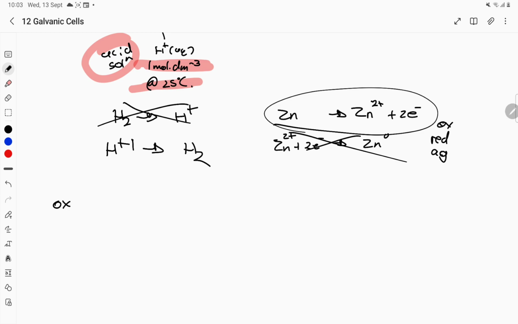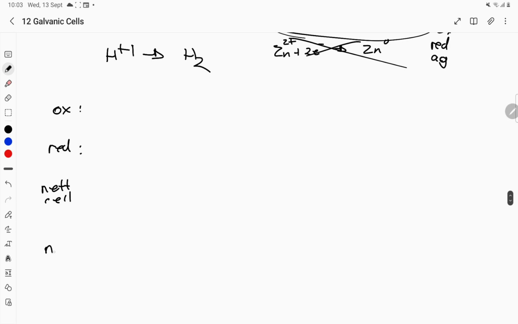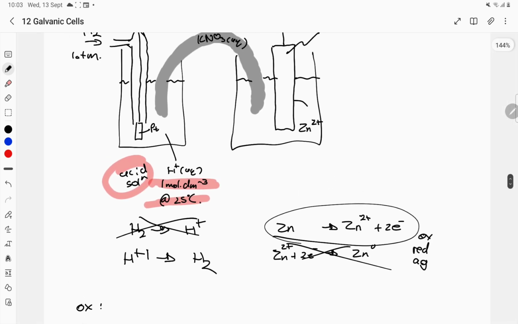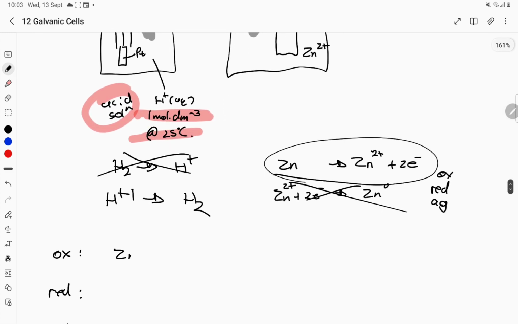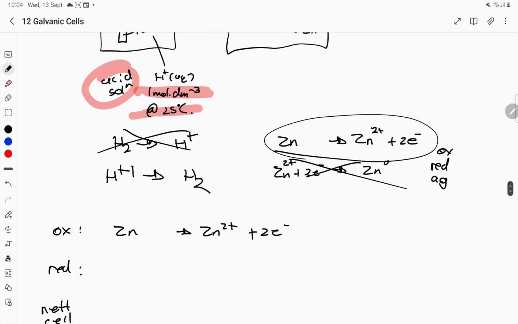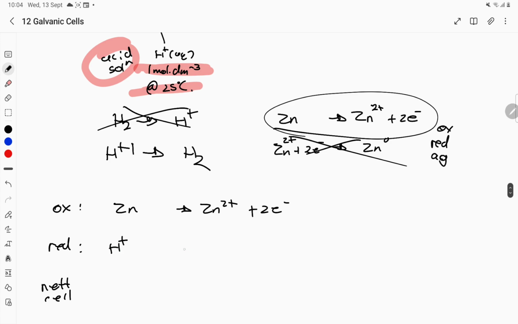So it's our oxidation half reaction and our reduction half reaction, and then our net cell reaction. And we could look at our notation. Right. So if we take a look at this, what's being oxidized? We said that Zn is being oxidized, so Zn goes to... leave a little gap there. And then reduced is our hydrogen.